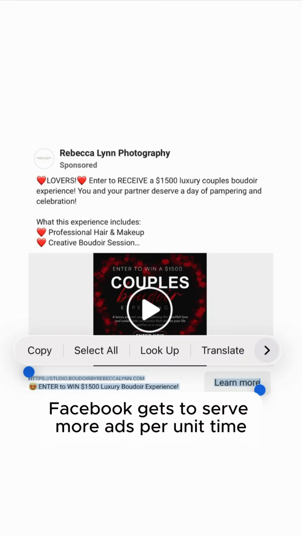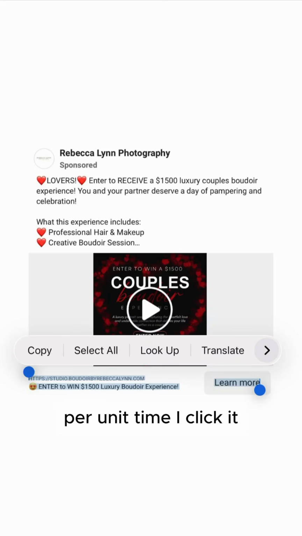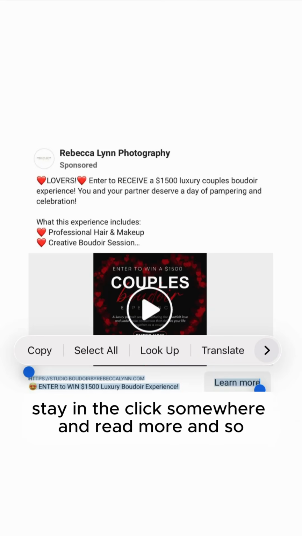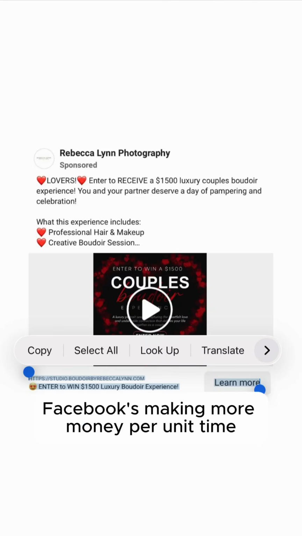And on the flip side, Facebook gets to serve more ads per unit time because more women are scrolling by our ads per unit time, not staying to click somewhere and read more. And so Facebook's making more money per unit time. We're losing more money per unit time.